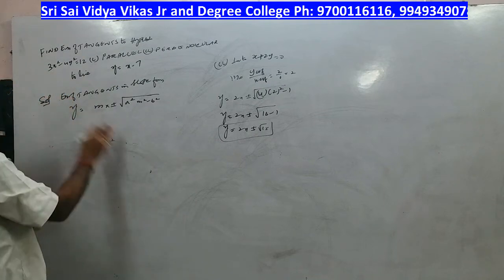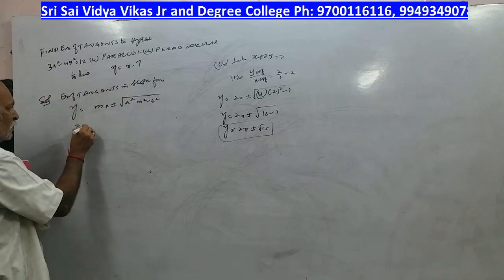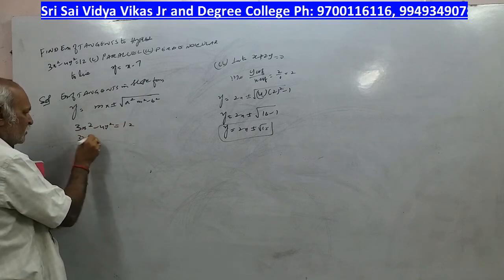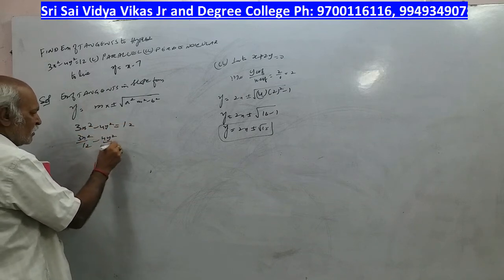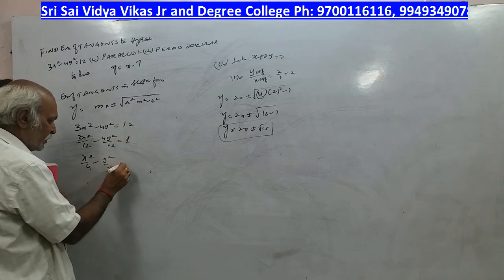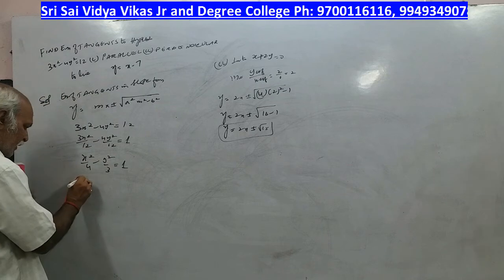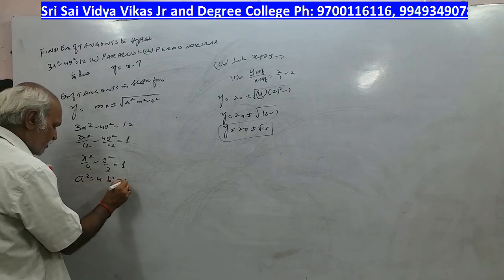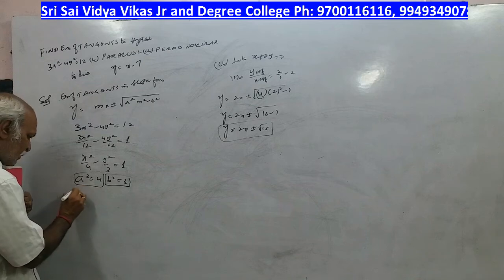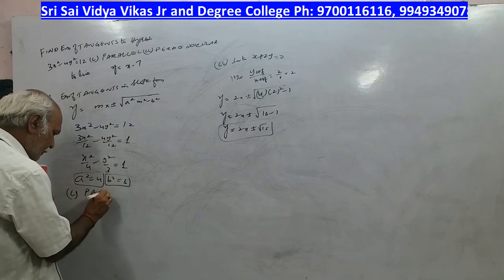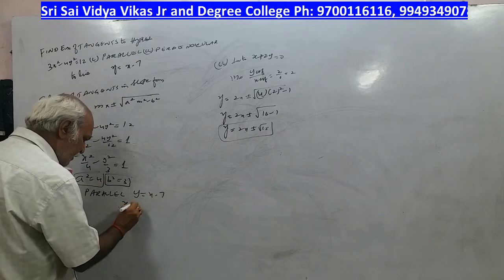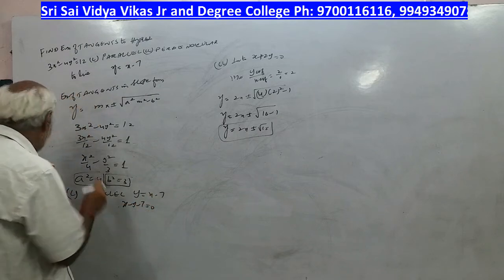Now y is equal to mx plus c. So what will happen? 3x square minus 4y square is equal to 12. So 3x square by 12, 4y square by 12 is equal to 1. X square by 4, y square by 3 is equal to 1. So what is the a square value? 4. B square value 3. Right? And first condition is what? Parallel to y is equal to x minus 7, that is x minus y minus 7 is equal to 0.